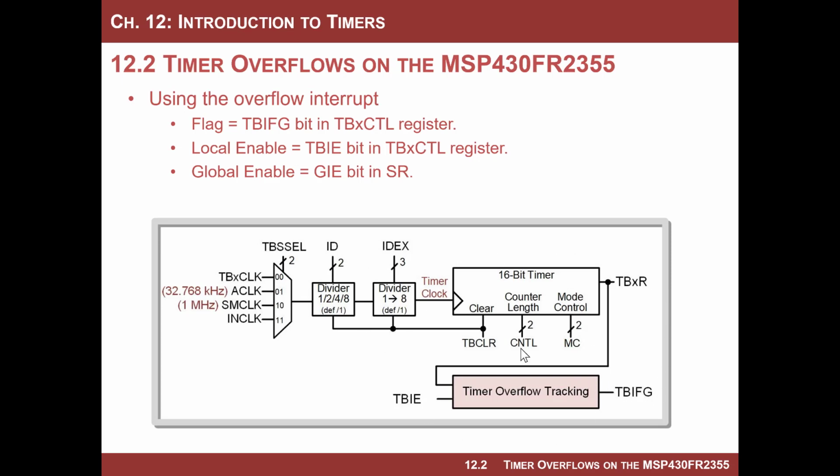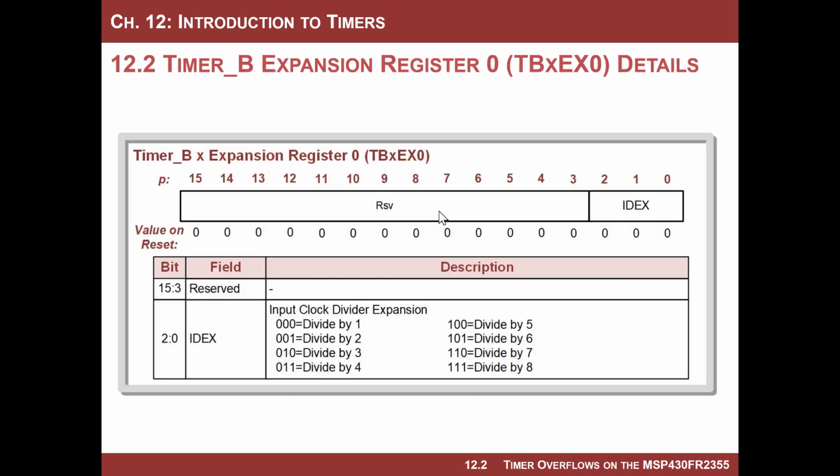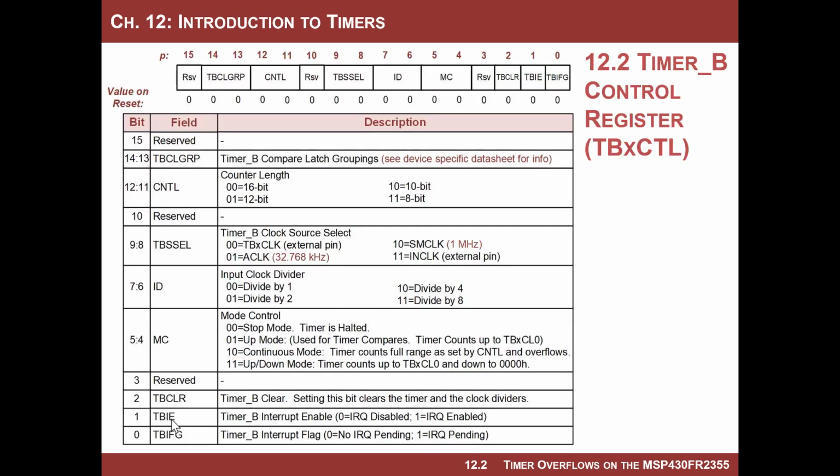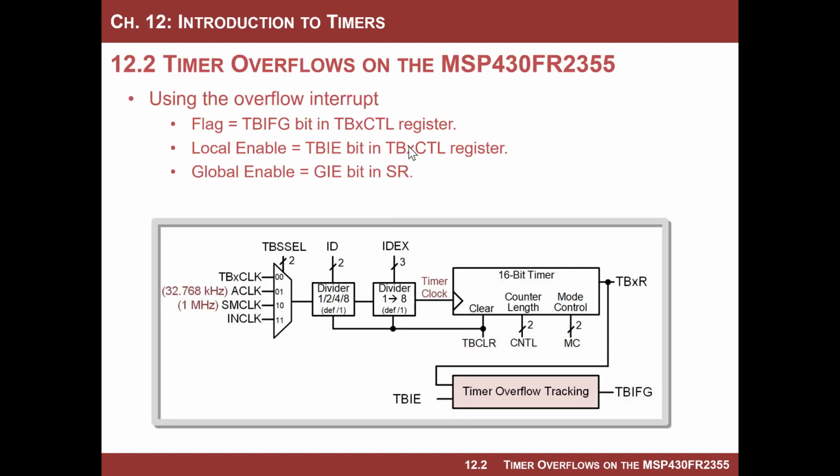What is the local enable for this interrupt? Well, I'll tell you right now, this is a maskable interrupt because it's a peripheral. So it's going to have a local enable, and that's the TBIE bit, the timer B interrupt enable bit, in the same control register. I come back here, and TBIE is bit 1. And that's how you do the local enable. So you have to assert that. This is a maskable interrupt, so the global enable is the GIE bit in the status register.